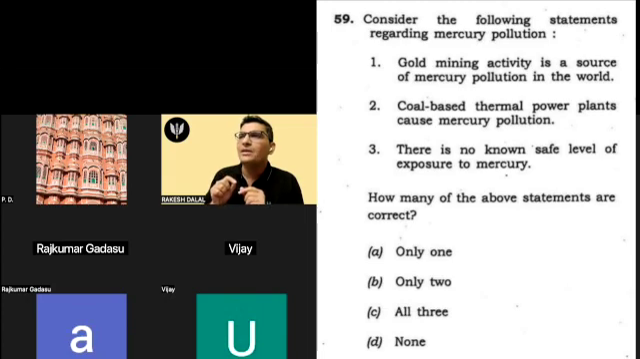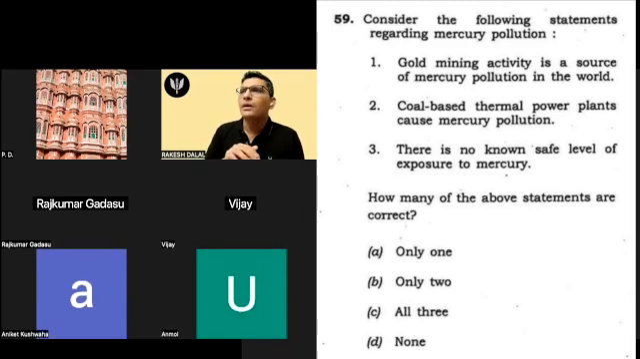Is it worthy of being asked in exam? Had it said there is a known safe level, is it worthy? Yes or no? Thumbs up for yes, face emoji for no. I'm waiting. This is crucial. And acha kiya you highlighted this statement. I wanted to come to a judgment for this.